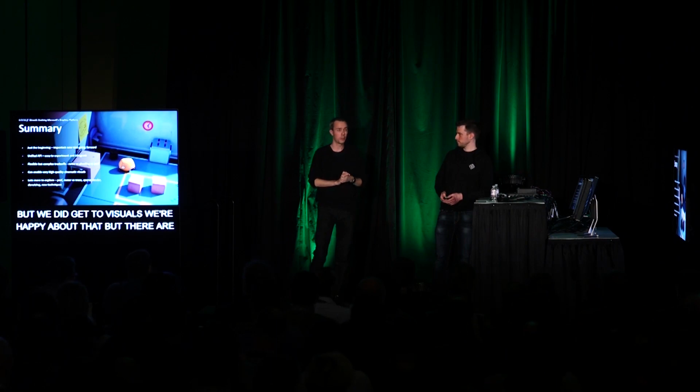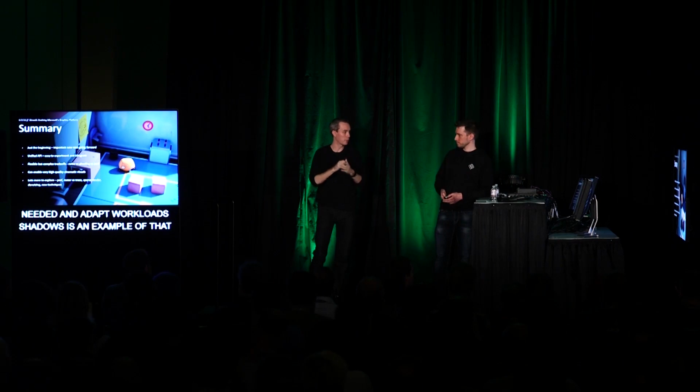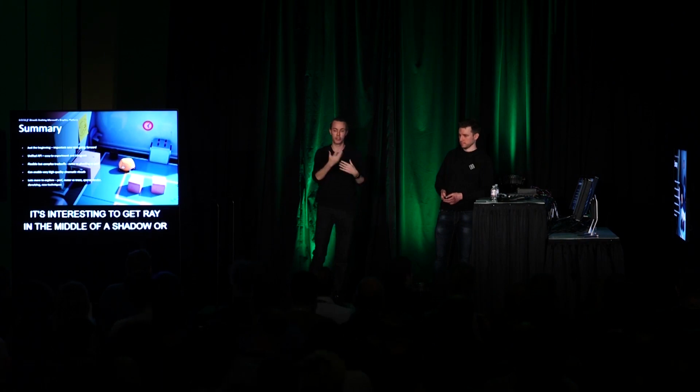We do want to look into even more sparse techniques of figuring out how we can ray trace only where it's fully needed, essentially, and adapt the workloads across the frame. Shadows is a good example of that. It's only in the penumbra where it's really interesting to get ray trace results. In the middle of a shadow or when it's just empty space, why are you throwing rays at all? So we're trying to figure out those things based on acceleration structures and things like that.